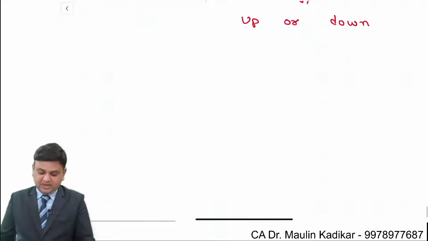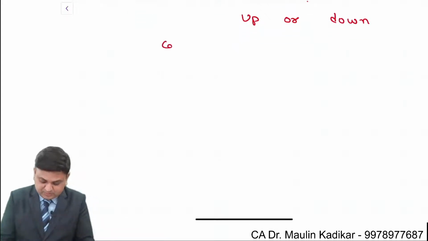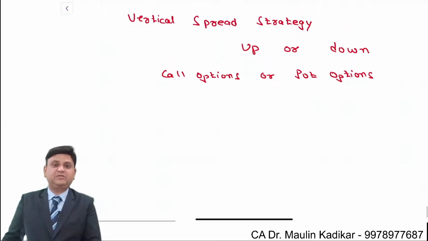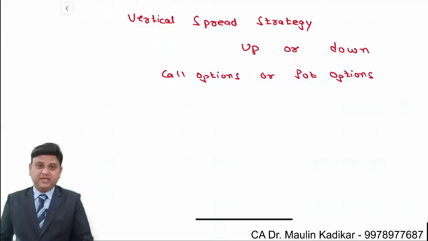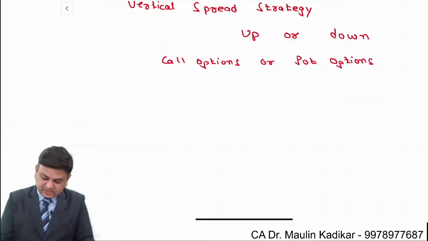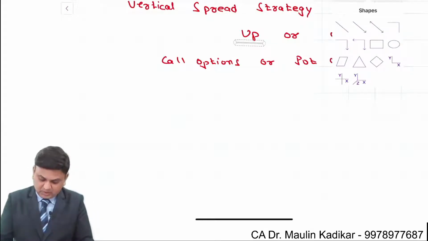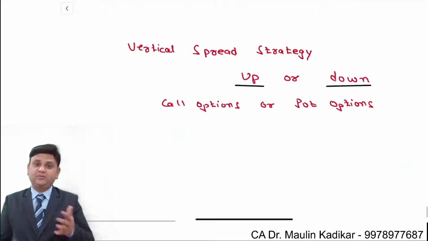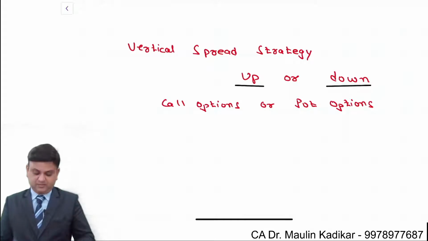Importantly, this strategy can be adopted either by using call options or by using put options. Using either of the options, you will be able to construct a vertical spread strategy in order to make gain in a situation when you are expecting the price of the security to go up, or a situation in which you are expecting the price of the security to go down. In both the cases, you can make a gain.